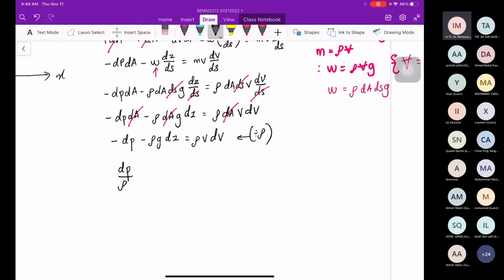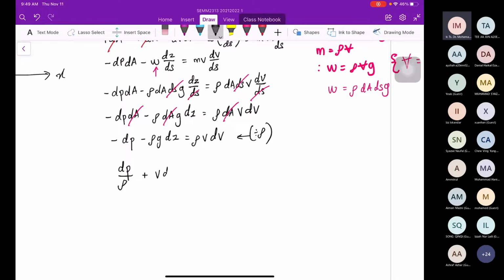And then remove the negative. Alright. And then plus, okay, this one plus V dV plus g dz equal to 0. Alright. Now we see we are in the form of differentiation.